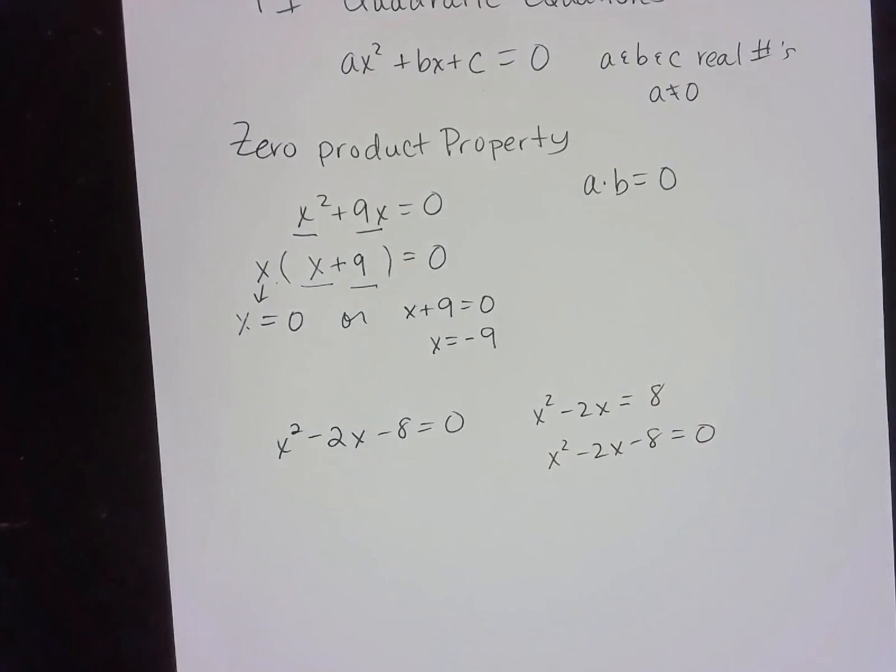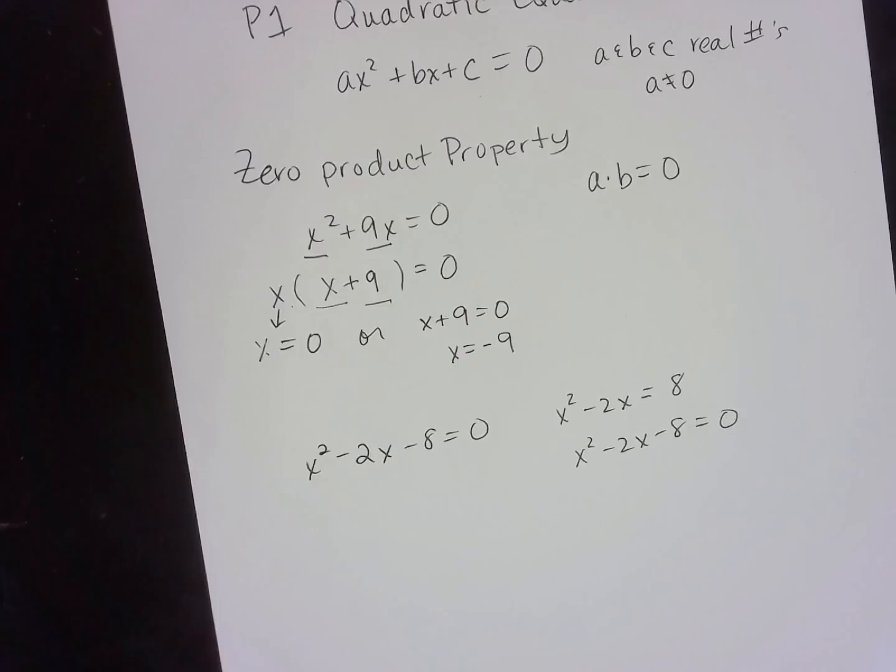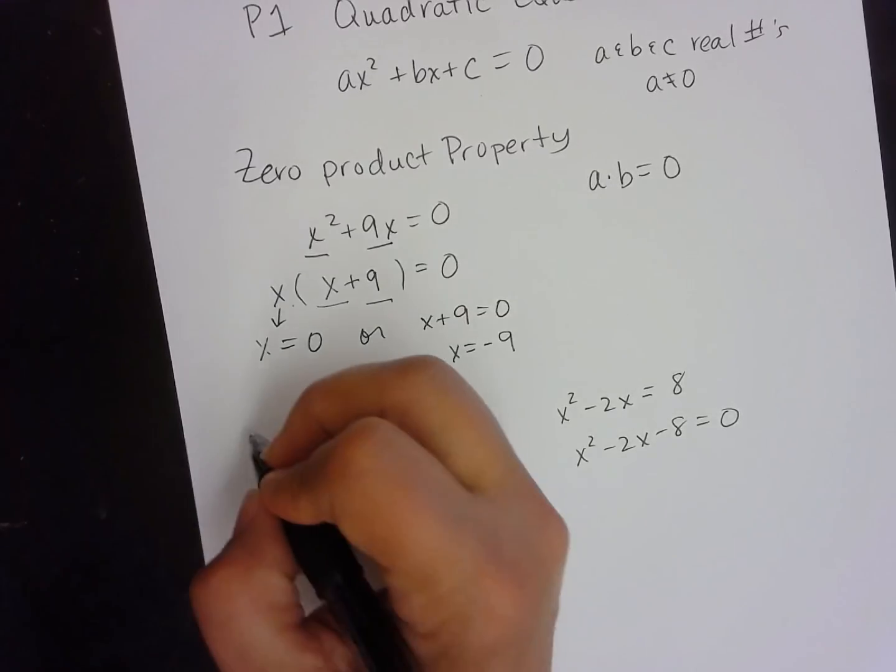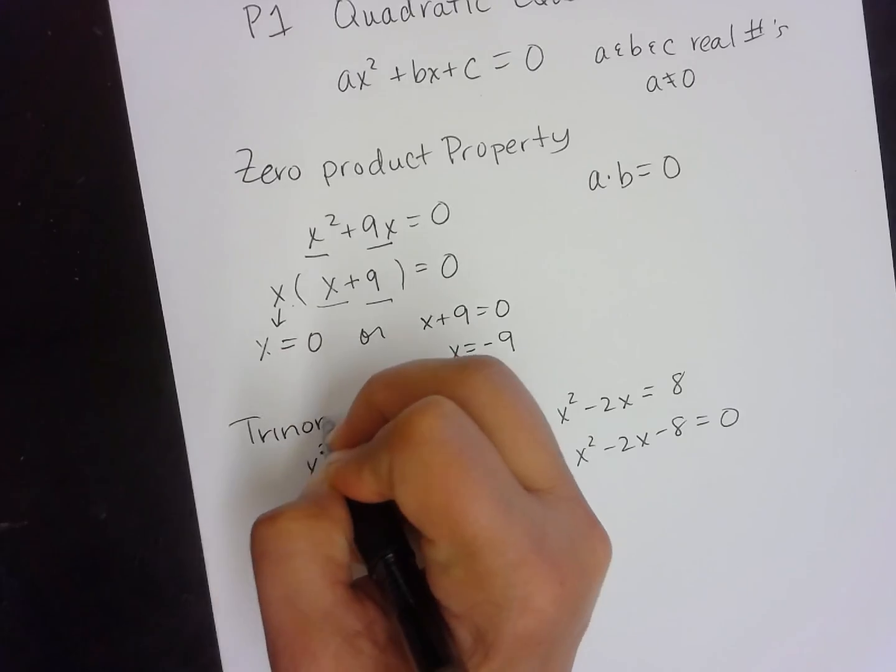I always have to have 0 on the other side because if I multiply two things together and it equals a different number, then there's no guarantee about what has to be in the parentheses. Okay. So in this particular case, when we're factoring, this is called a trinomial. It has 3 terms.